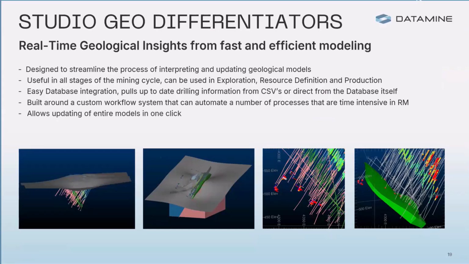So Studio Geo differentiators. Obviously, we've been through a number of things in the last two webinars. Studio Geo is designed to streamline the process of actually updating your models. So the main differentiator here is that we have this workflow system that we can repeat whenever we want. As a summary, this will allow us to update entire models in one click. It will save all of our settings. Basically, the idea behind it is a production geo can go to the office in the morning, press the play button, and it's going to update their model with any new drilling and any new data.